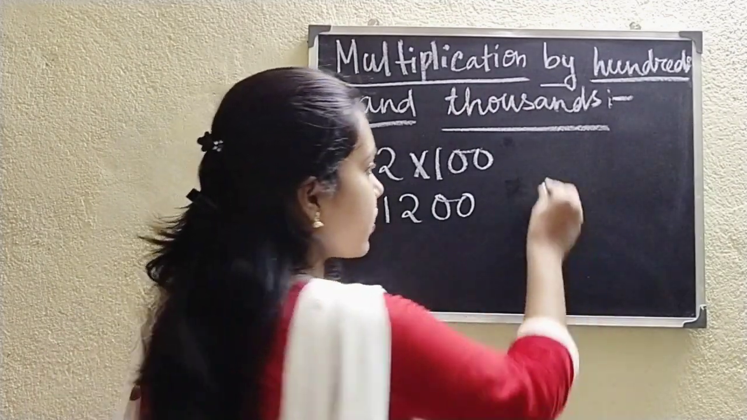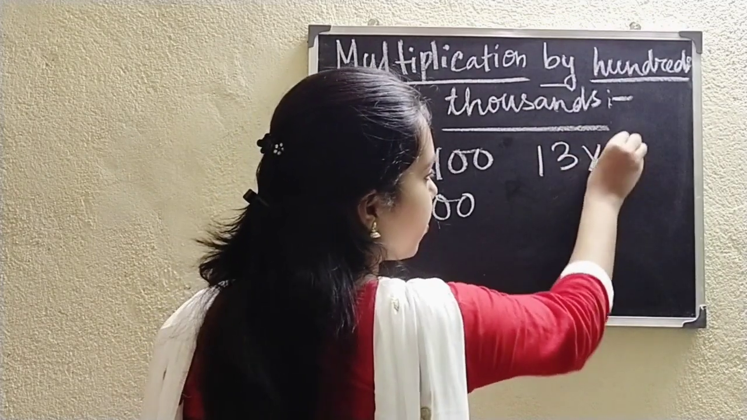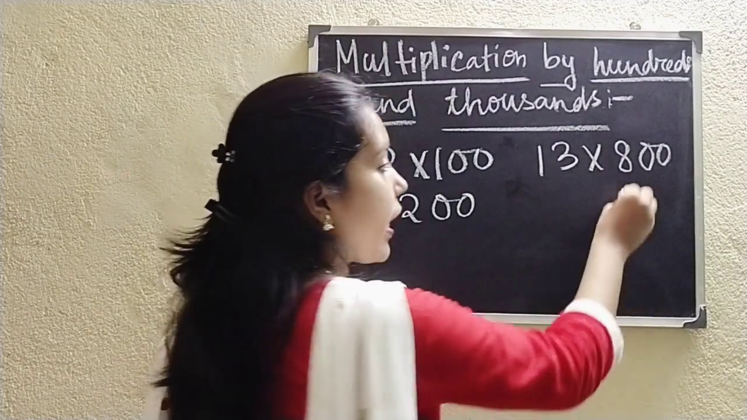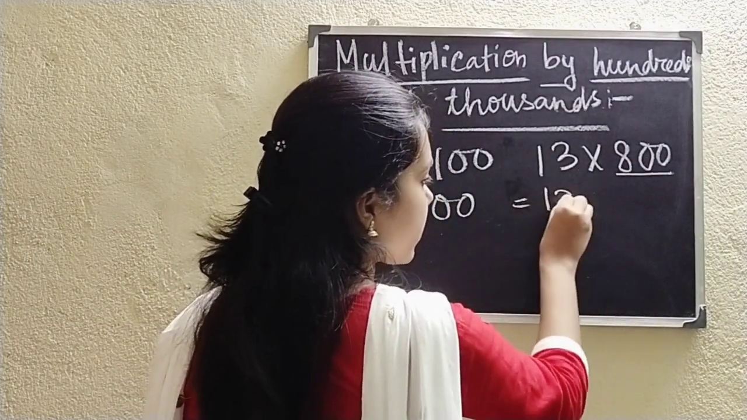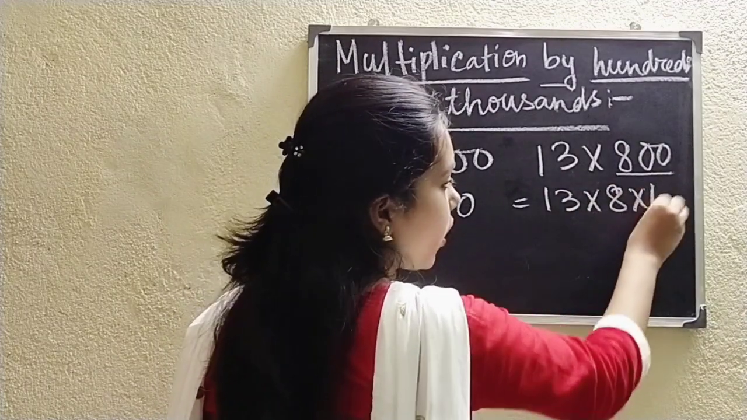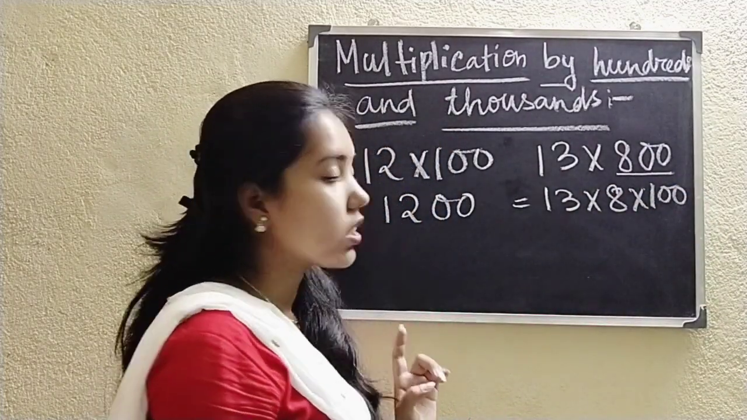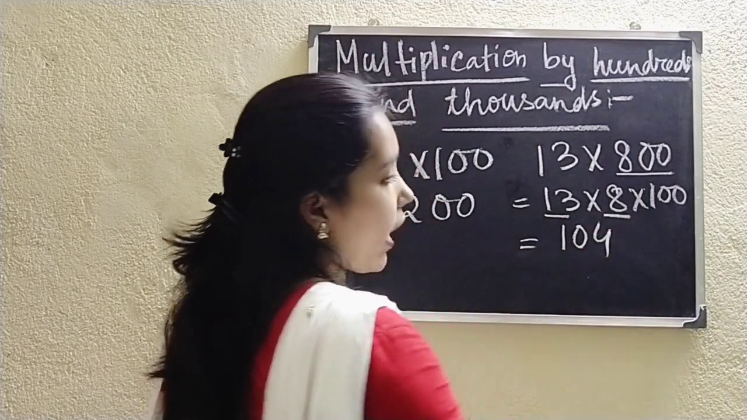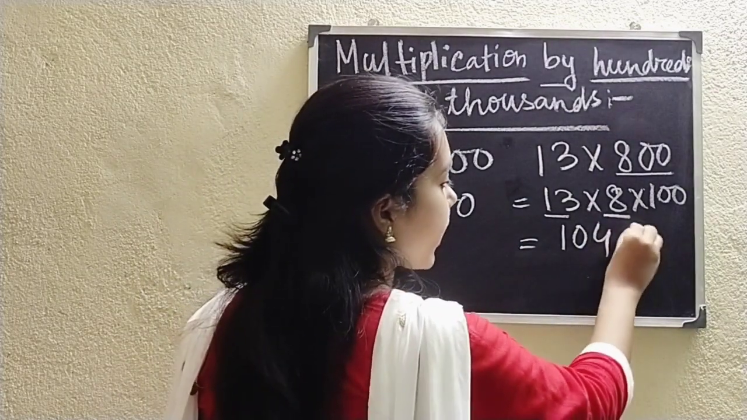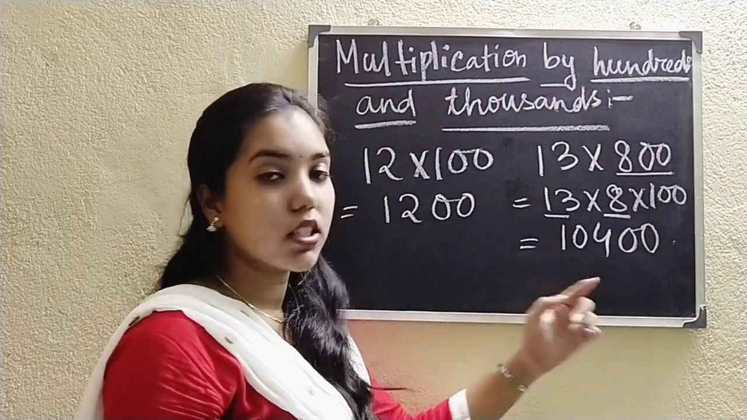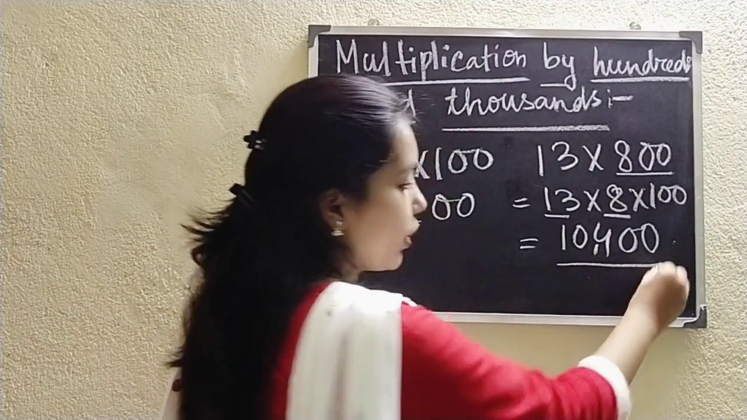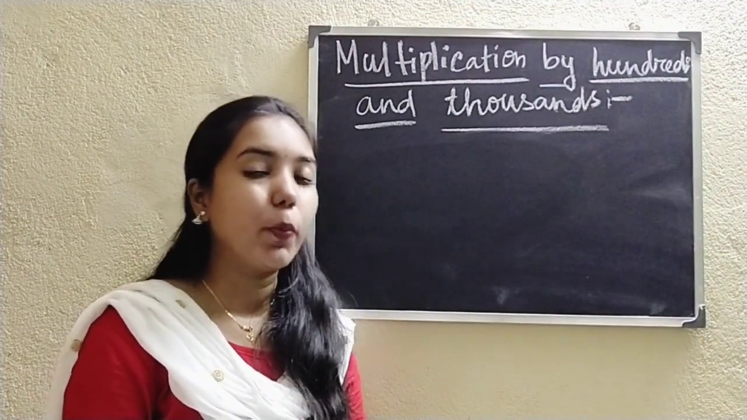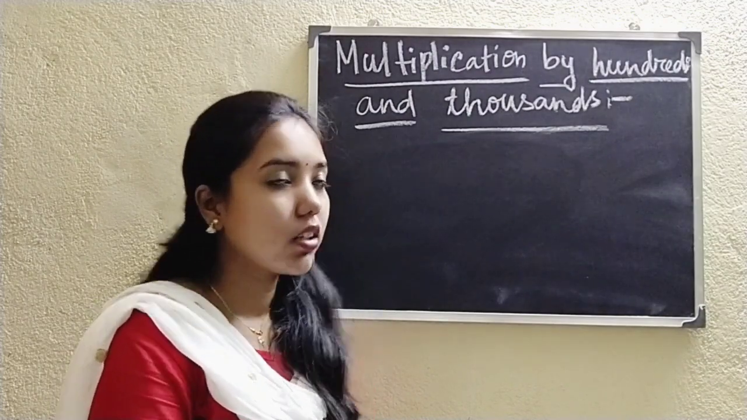Now let us solve these. 13 into 800. Similarly as before, we group 800 as 8 into 100. That is 13 into 8 into 100. To make it easier, we first multiply 13 by 8. That is 104. And simply put 2 zeros on the right side of our product. So the answer will be 10,400.